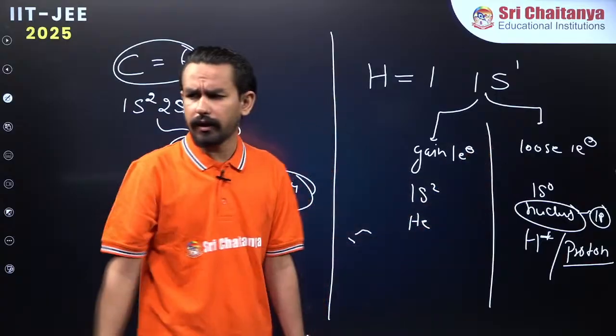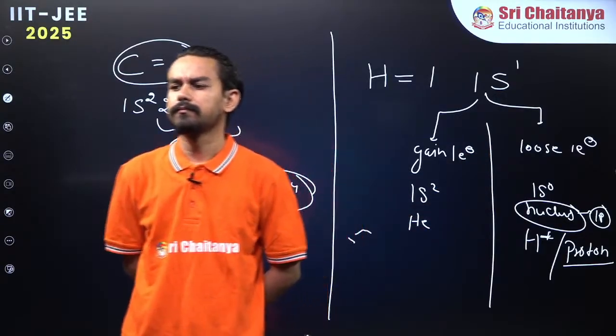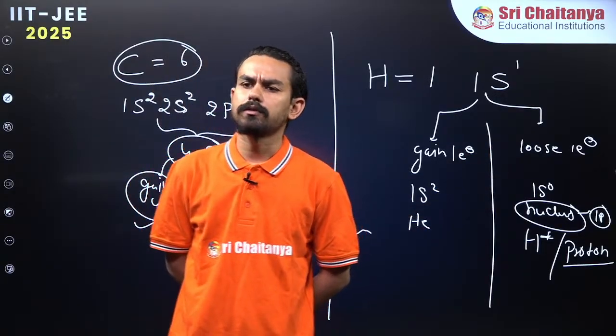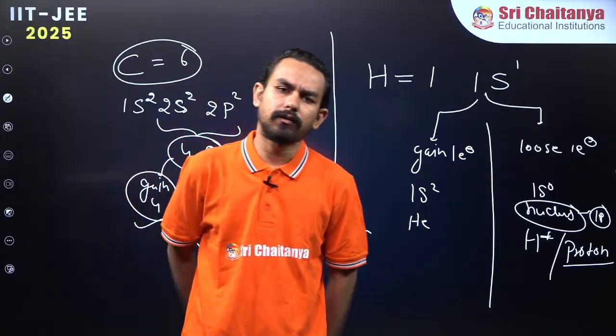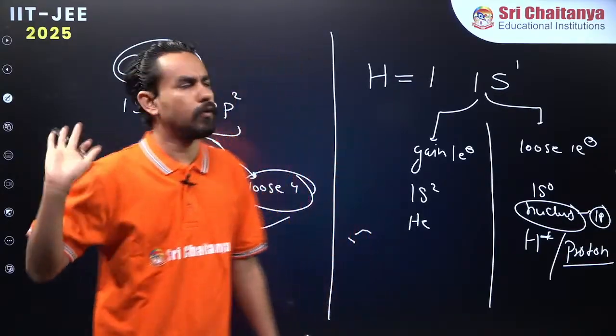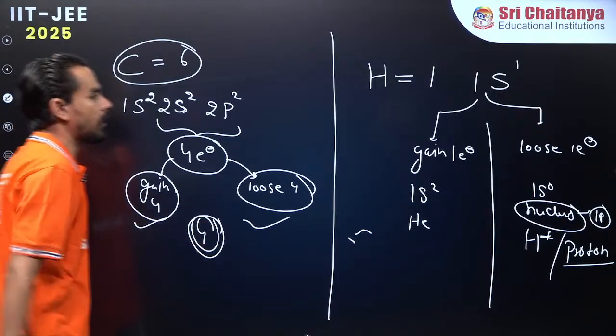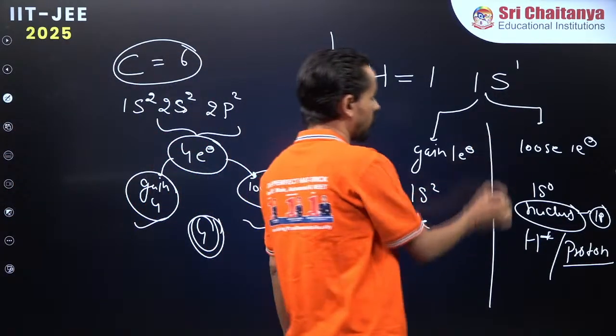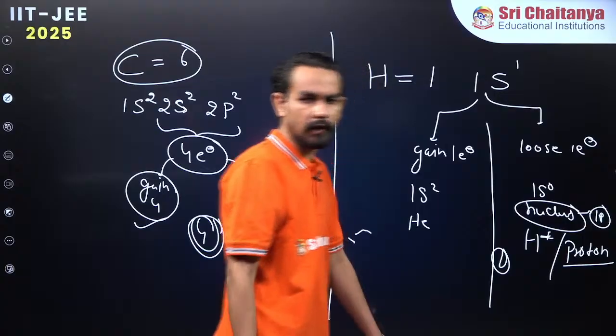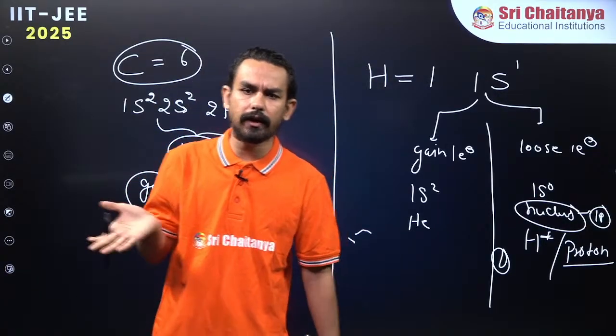Till here, does anybody have any doubt? So hydrogen can lose 1, hydrogen can gain 1, it can do both. Carbon can lose 4, carbon can gain 4. Is it okay? Carbon's valency is always 4, hydrogen's valency is always 1. That is the valency. Anybody has any kind of doubt, you can ask.